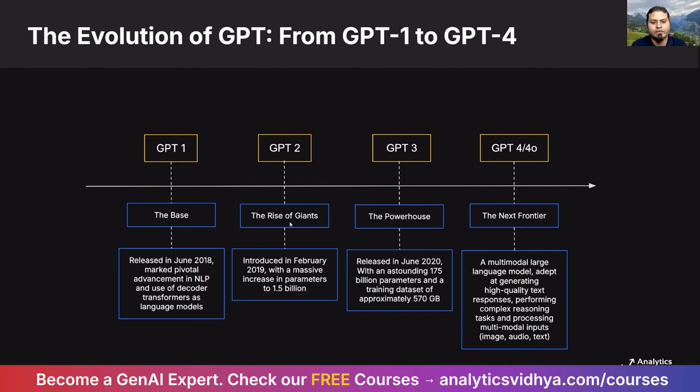And now, of course, we have newer models which came out after that, the GPT-4 family of models: GPT-4, 4 Turbo, 4o, which is the next frontier. GPT-4o is the latest in the GPT-4 series released by OpenAI, a multimodal large language model, adept at generating high-quality text responses, performing complex reasoning tasks, and processing multimodal inputs, which is one of its most interesting features, where it can understand image, audio, and text, and then generate a text response.